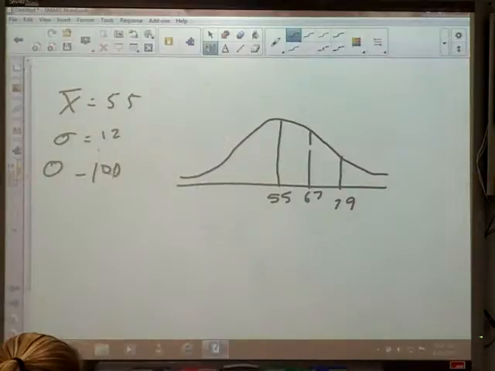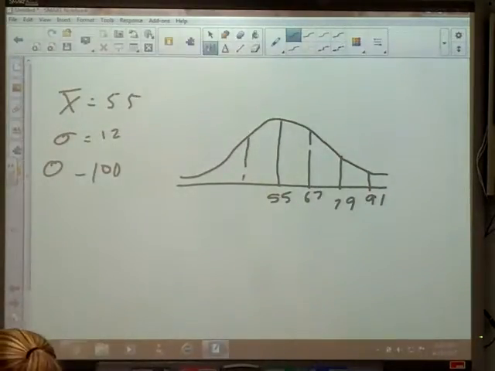Now these go all the way to 100, so I could keep going until I get to 100. I'll just go one more. 79 plus 12, was that 91? Okay, everybody see how we got those numbers? We started with the mean they gave us, and then we just added 12, added 12, added 12. Now when I go to the left, I'm not going to add 12, I'm going to subtract 12. Very good. So this one will be 43. And then 43 minus 12, I think is 31.